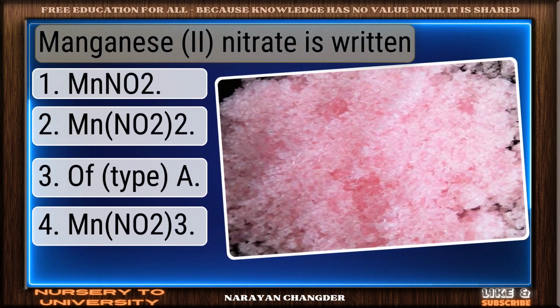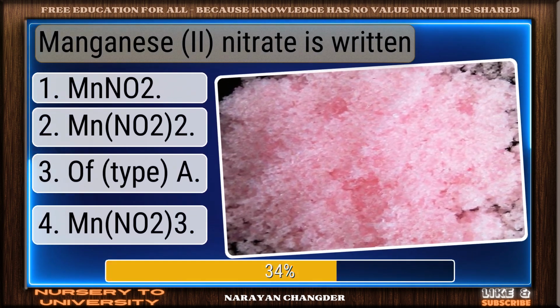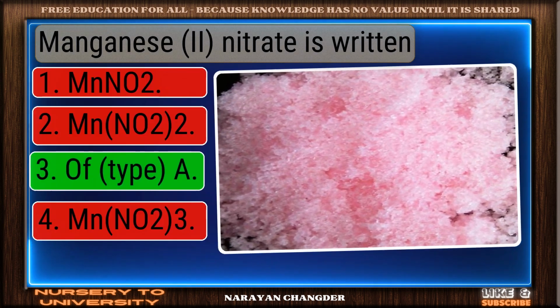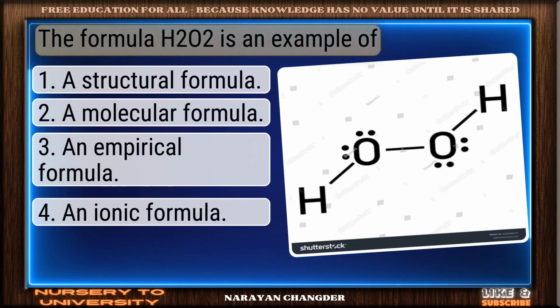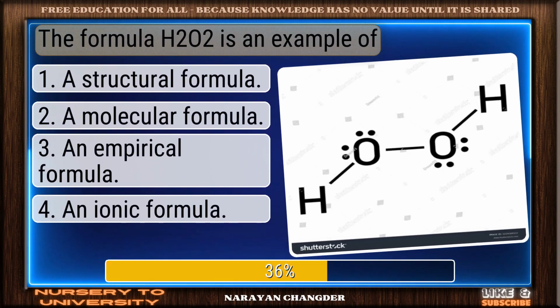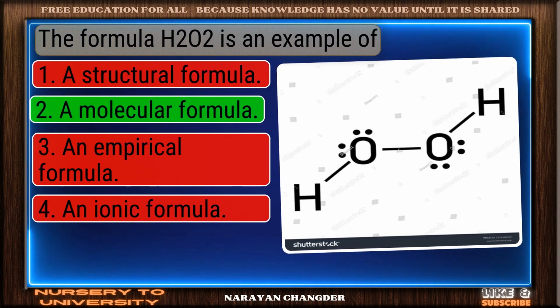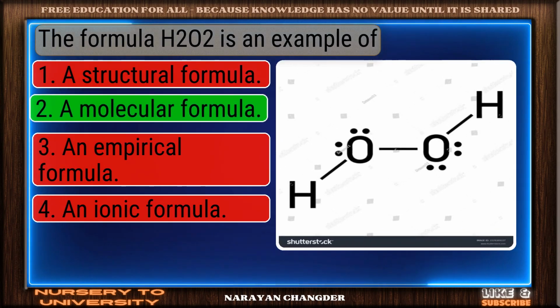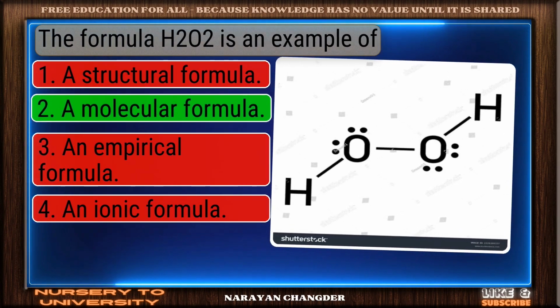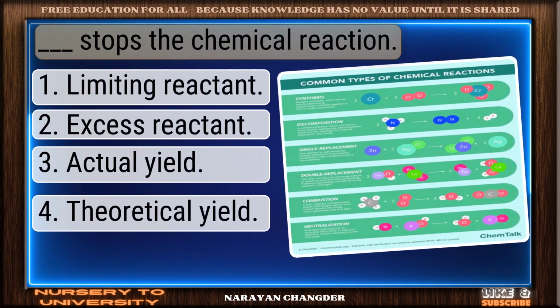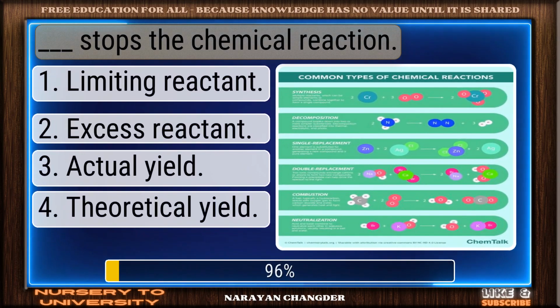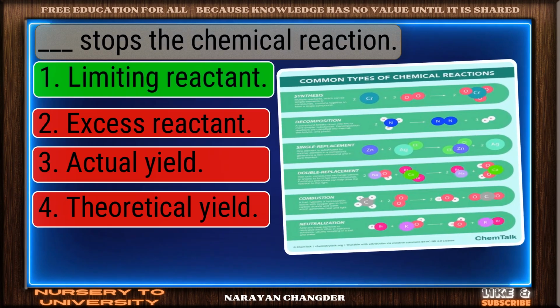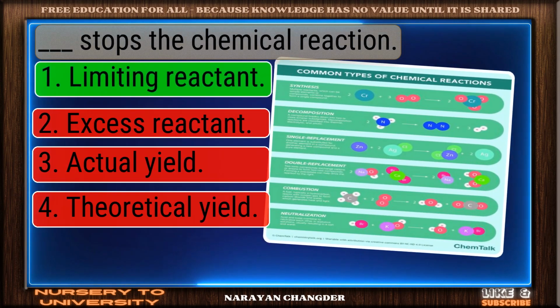Manganese nitrate is written. Right again. Of A is a valid answer. The formula Hu2 is an example of. Nice work. You chose a molecular formula, and it is correct. Dash stops the chemical reaction. Smart move. Limiting reactant is an accurate answer.